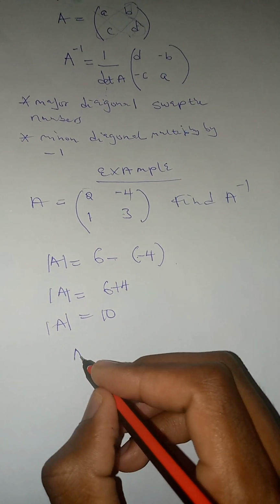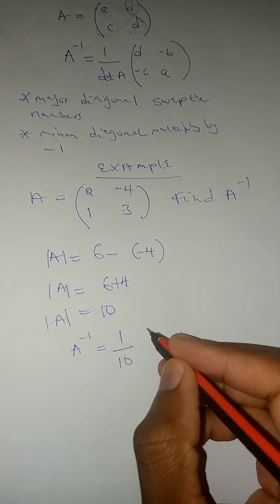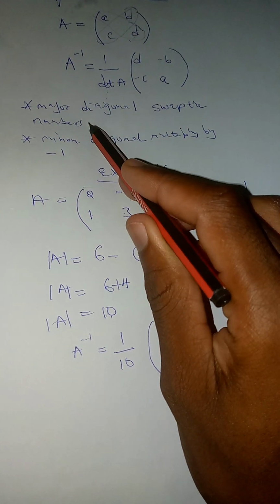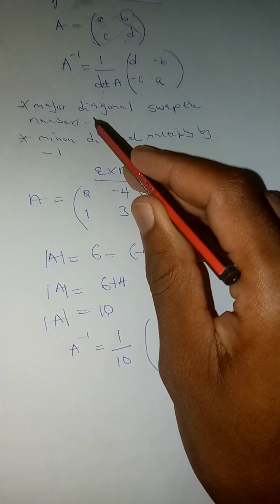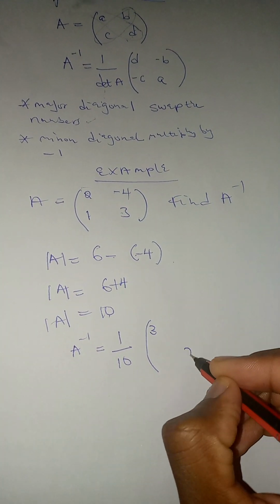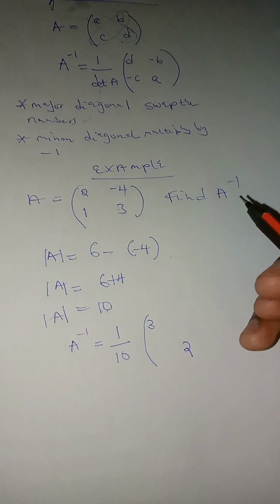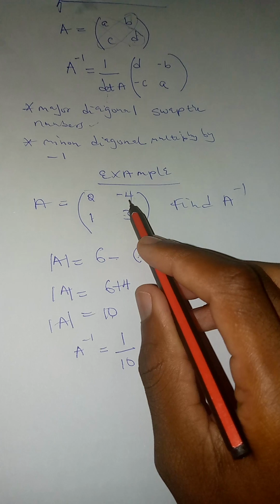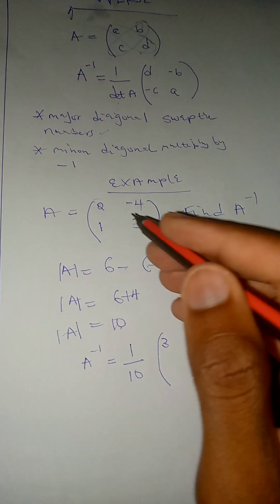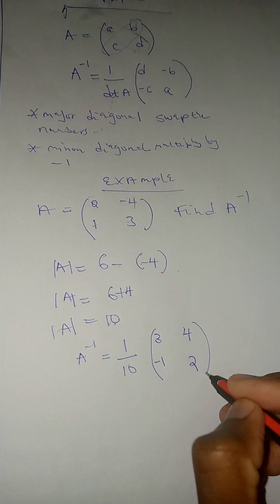Okay, so to find the inverse now, we're going to say 1 over this determinant, which is 10. Then let's apply what we're saying. In the major diagonal, we swap the numbers, so 3 is going to come there and 2 is going to come there. Then in the minor diagonal, we multiply by negative 1. So negative 4 by negative 1, the negatives cancel, so we just have positive 4. Then positive 1 times negative 1 is just negative 1. Then you can end there, you're done.